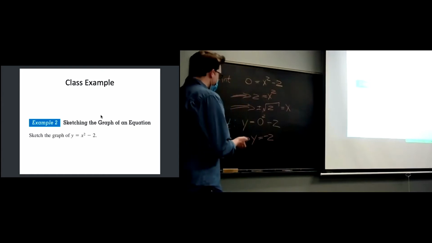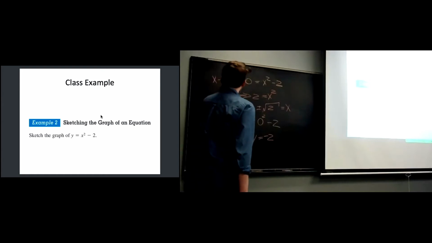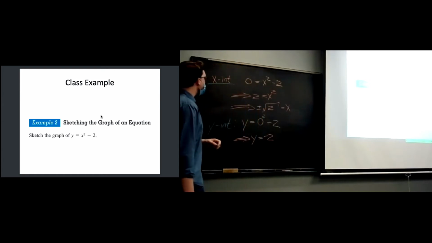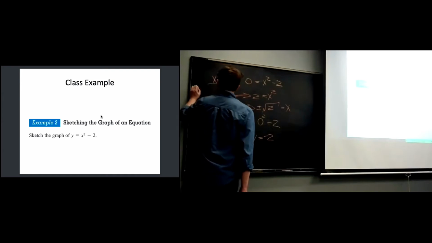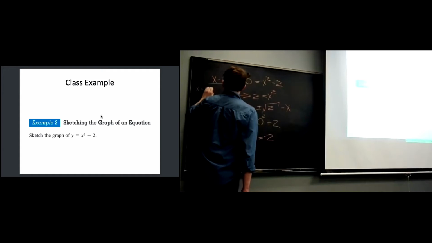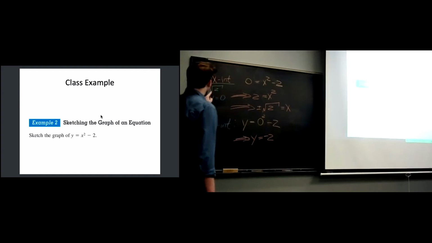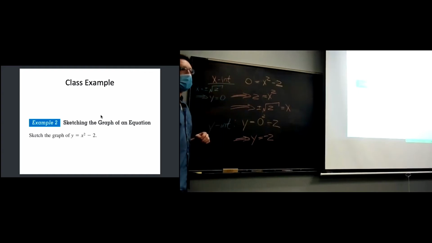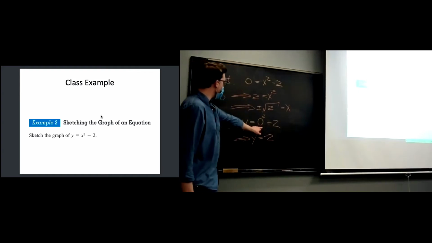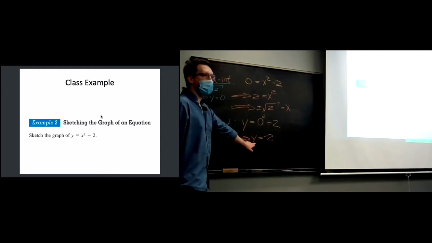So what does all of this tell us? This tells us that our x-intercept is going to occur when x is equal to plus or minus the square root of 2, which means y is going to be 0 when x is equal to either of those values. And our y-intercept just means that when x is 0, y is -2.